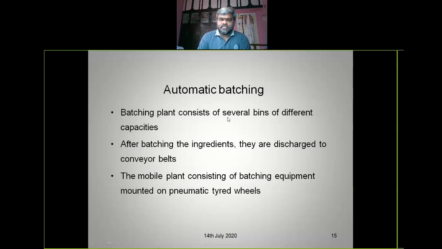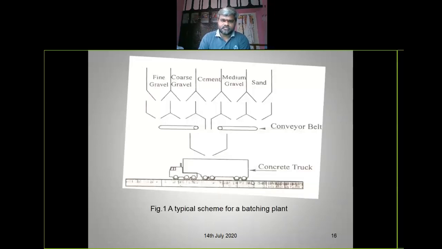So a batching plant consists of several bins and hoppers of different capacities. After batching the ingredients, they are discharged to the conveyor belts. The mobile plant consists of batching equipment mounted on pneumatic tired wheels.